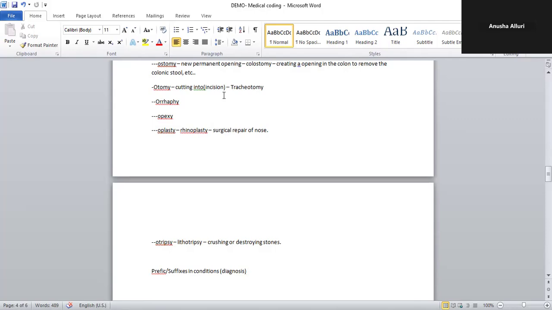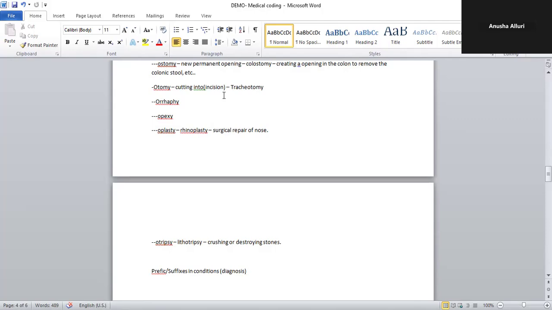Direction means positions. If the doctor documents, I abducted the leg, abducted means away from. Adduction means toward. Ecto means outside: ectopic, exocrine. Endo means within: endoscope. Epi means upon: epigastric. Infra means below, under. Ipsi means same. Meso means middle. Meta means after, beyond, transformation. Peri means surrounding. Retro means behind. Trans means across, through.